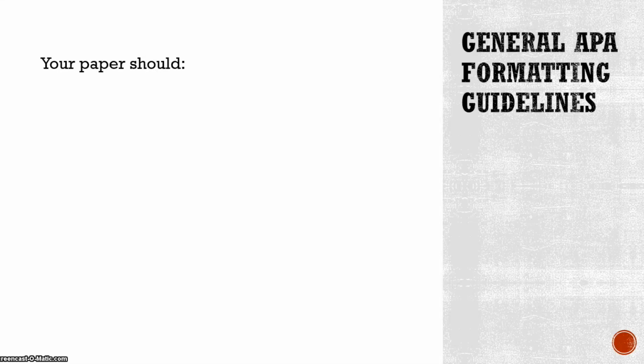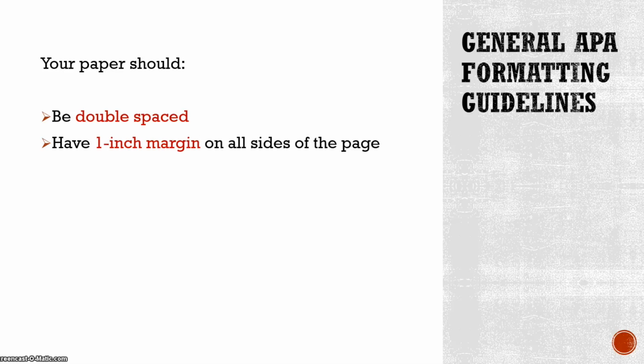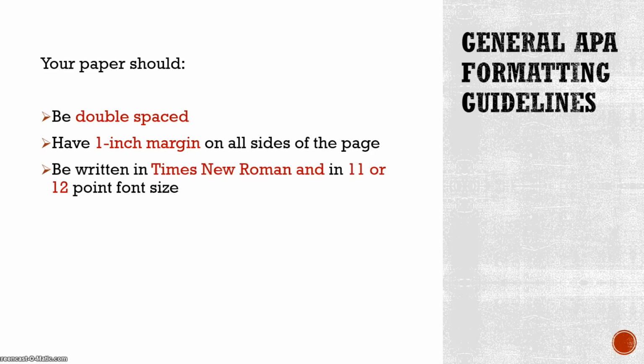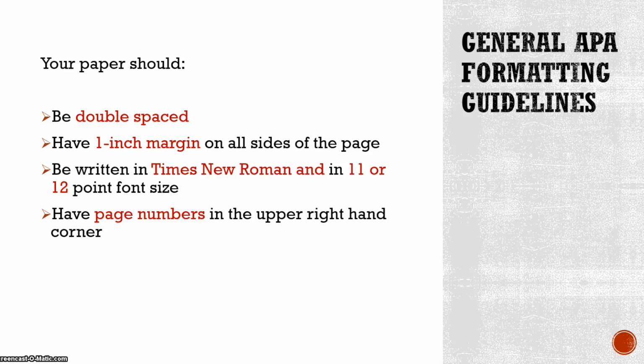Here are some general APA formatting guidelines. Your paper should be double-spaced, have 1-inch margin on all sides of the page, be written in Times New Roman and in 11 or 12 point font size, and have page numbers in the upper right-hand corner.